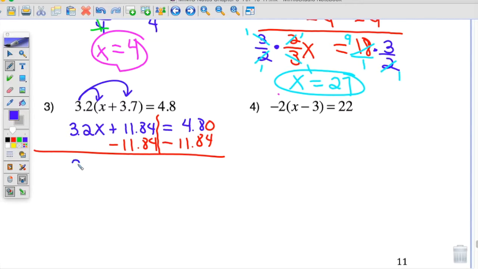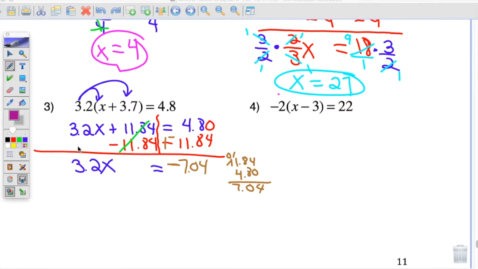So on our left-hand side, we're left with 3 and 2/10 x equals, because our opposites cancel each other out. And now using your calculator, we have 4 and 80/100ths minus 11 and 84/100ths. Because we have a smaller decimal subtracting a larger one, we're going to change it to add in the opposite. Now what we need to do is take the sign of the larger number, which is negative, and we're going to subtract 11 and 84/100ths minus 4 and 8/10. So this is what you're actually going to put into your calculator, or you can do the work off to the side. And we get negative 7.04.